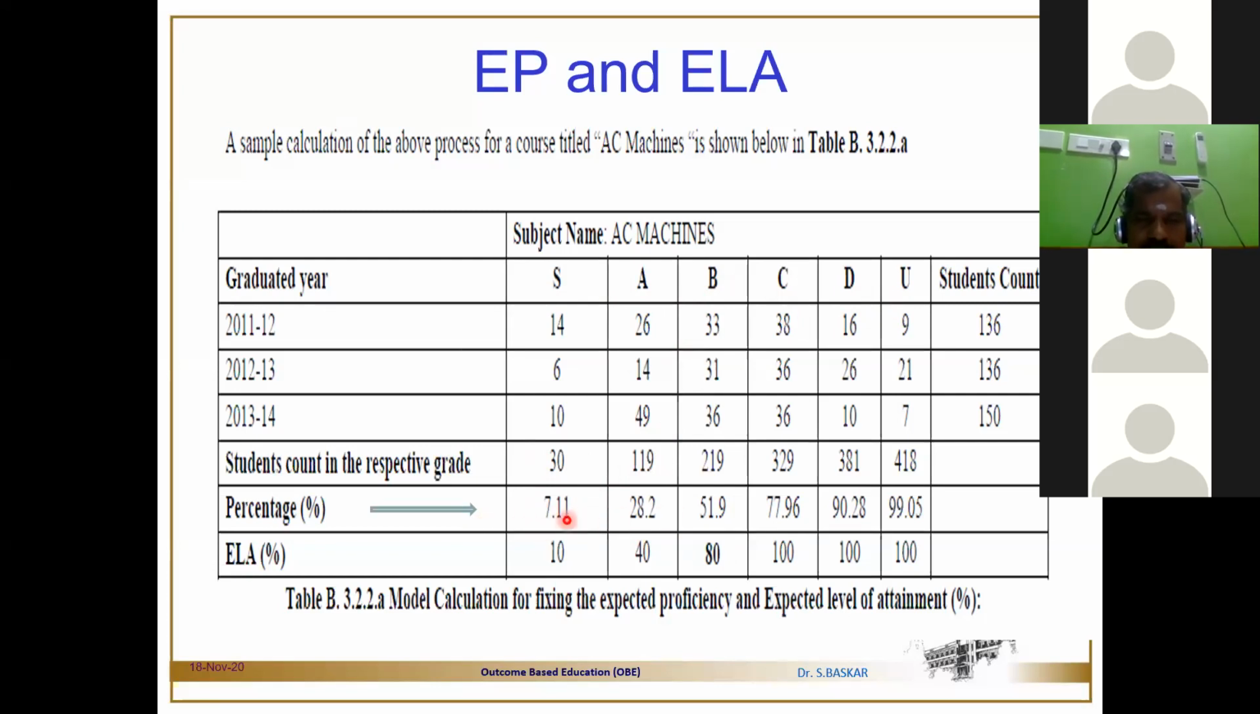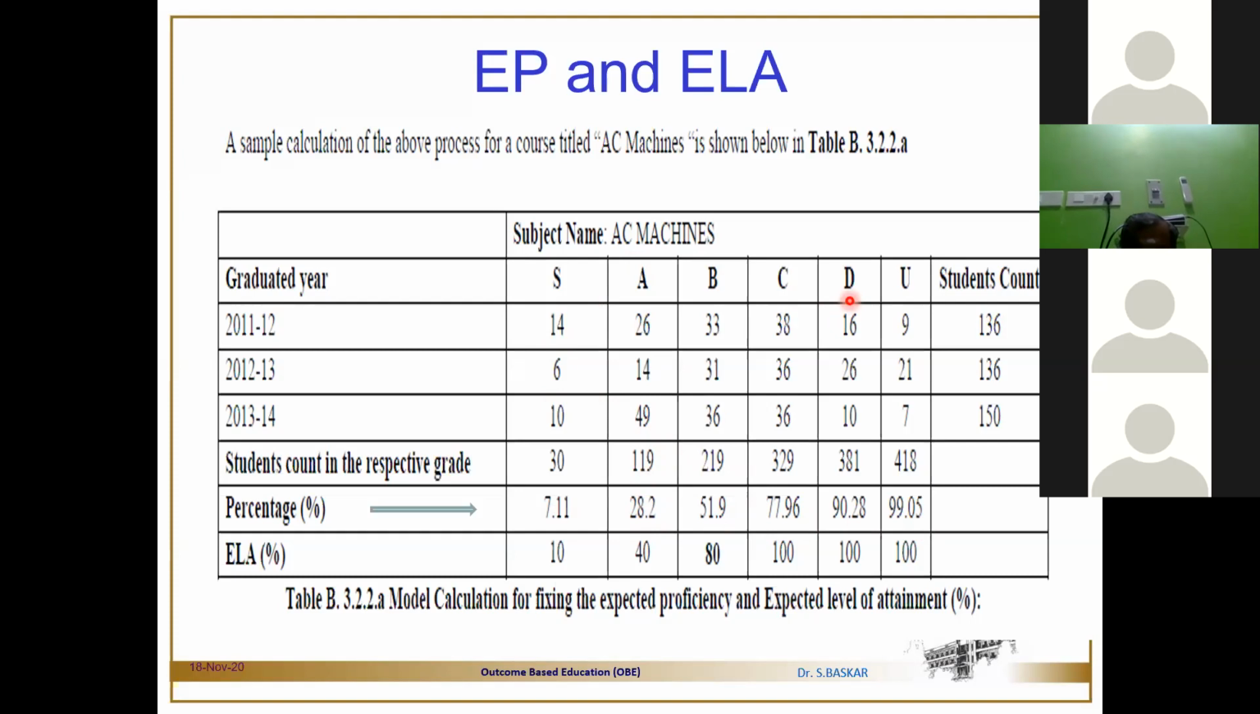This number is the percentage of students. Percentage is divided by the total number of students. 30 divided by the total. The total will be 150 plus 136 plus 136. We will get this number. This number is nothing but the average percentage of students who scored S grade and above from the previous 3 years of data. Similarly, this number 28.2 indicates the percentage of students who scored A and above, considering 3 years of data. Similarly, B is 51.6. C is 77.96. D and above is 90. U and above is approximately 100.